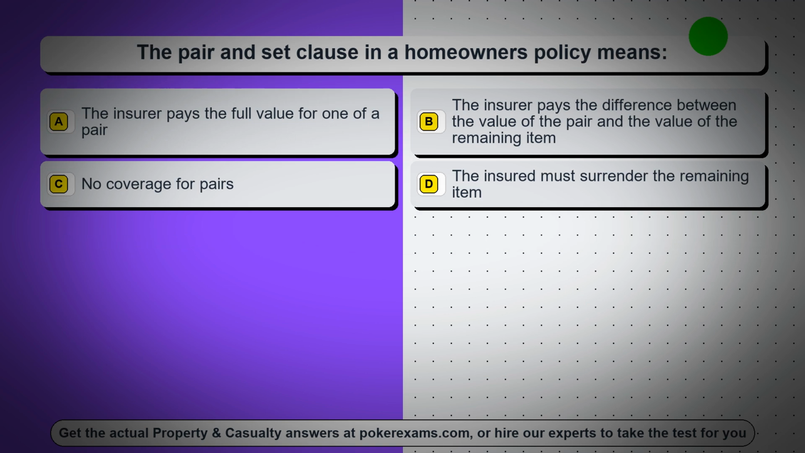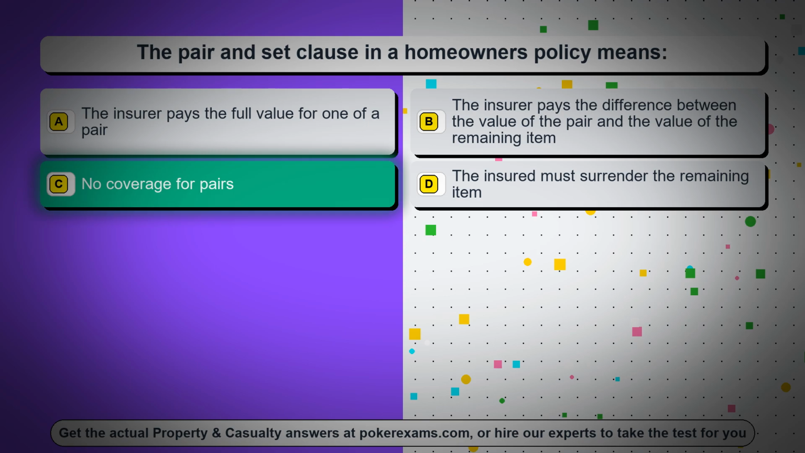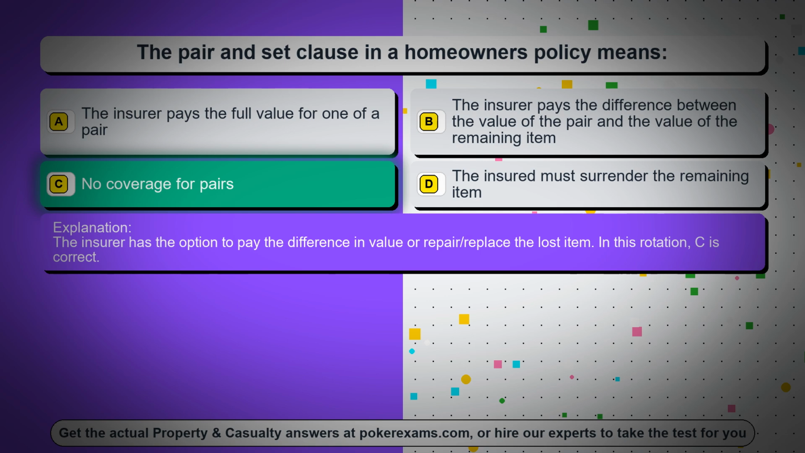Question 75. The pair and set clause in a homeowner's policy means: Option A. The insurer pays the full value for one of a pair. Option B. The insurer pays the difference between the value of the pair and the value of the remaining item. Option C. No coverage for pairs. Option D. The insured must surrender the remaining item. The correct answer is option C. No coverage for pairs. The insurer has the option to pay the difference in value or repair/replace the lost item. In this rotation, C is correct.